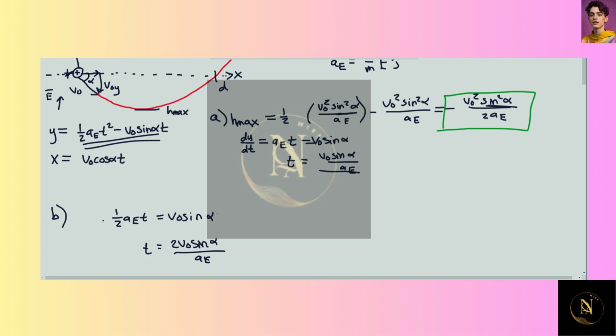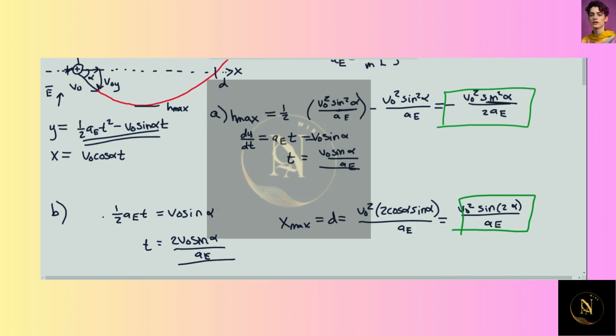And we want to know the range or the x coordinate at this time. So we're going to plug this time into the x equation. So x max, which is equal to d, is equal to, we plug this value for t into that equation. We get v sub 0 squared times 2 cosine of alpha sine of alpha over a sub e. And this term in the parentheses, this is a trigonometric identity. This is the sine of 2 alpha over a sub e. And this is d. This is our expression for d.